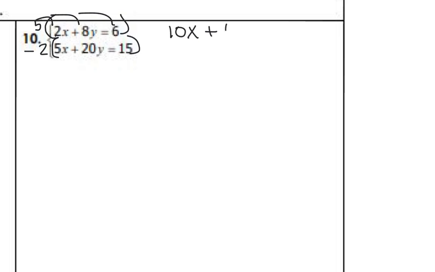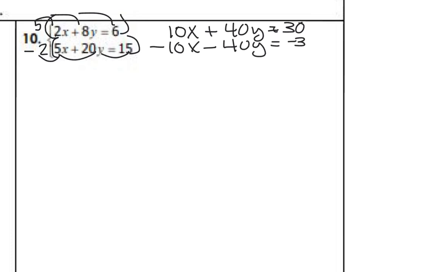So now my new equations, distribute this 5 with everything: 10x plus 40y equals 30. And then multiply negative 2 with everything: negative 10x minus 40y equals negative 30. Wow, y'all, we eliminated everything on that one. So all we're left with is 0 equals 0.